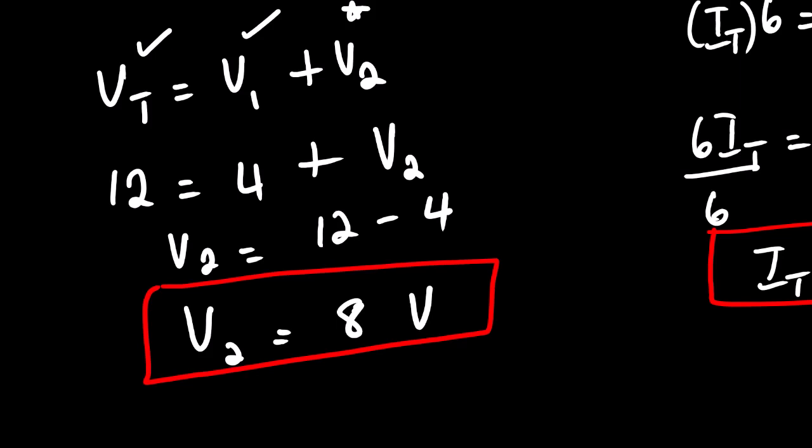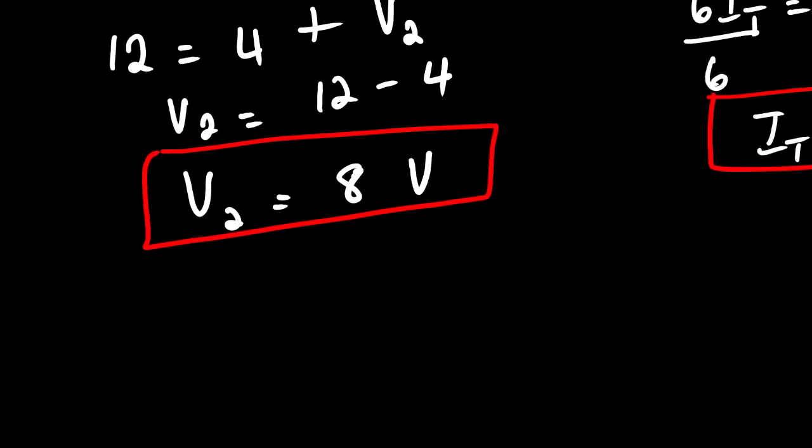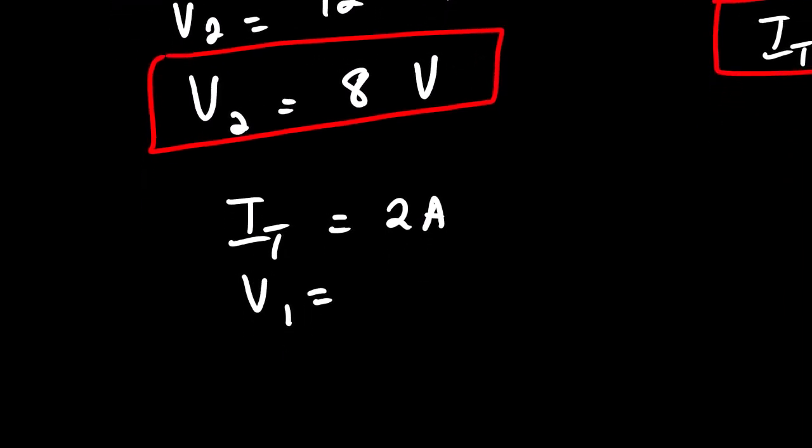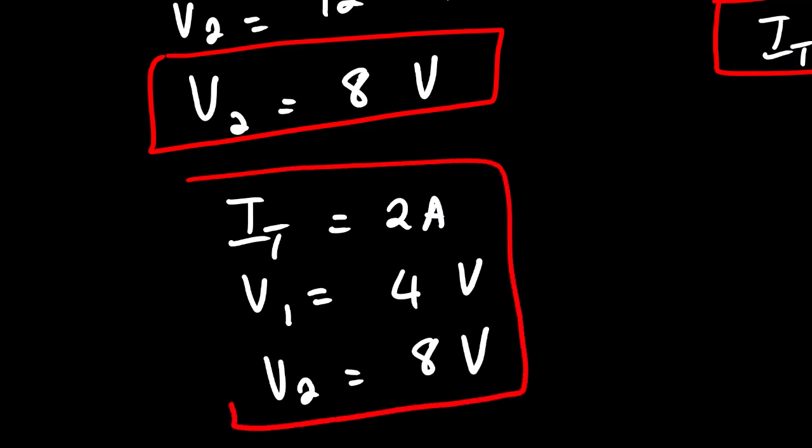So we have answered the question. I total is equal to 2 amperes. V1, or the voltage across R1, we find that it's 4 volts, and then V2 is equal to 8 volts. So these are the answers.